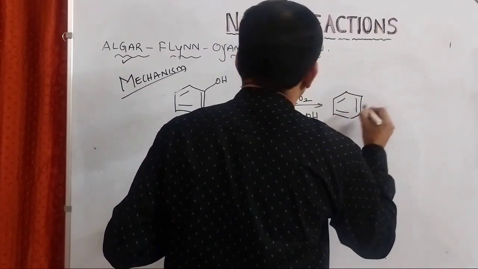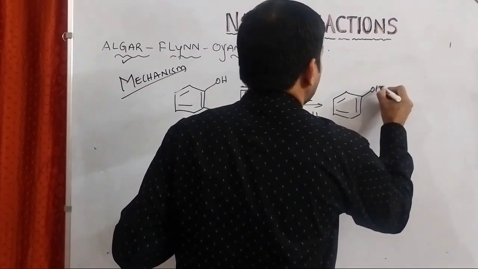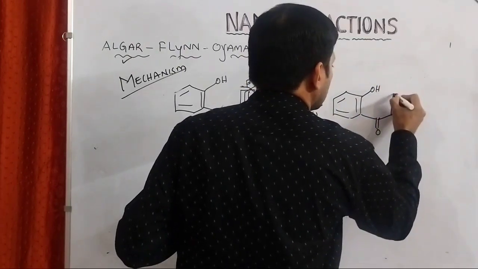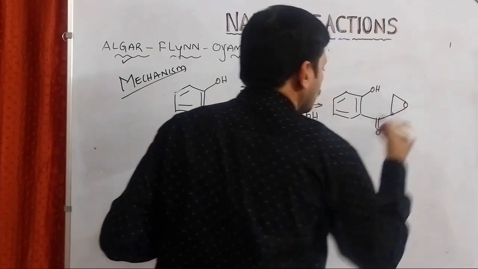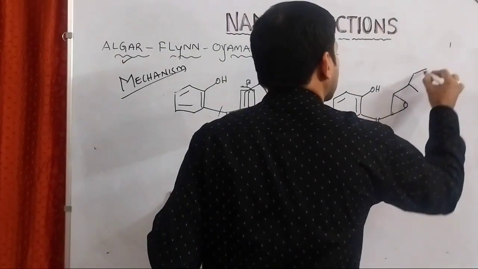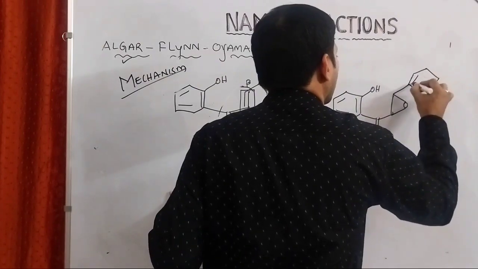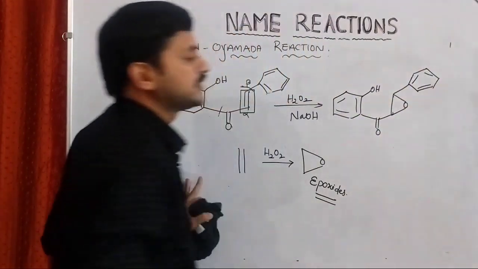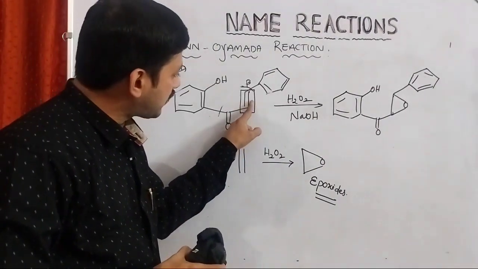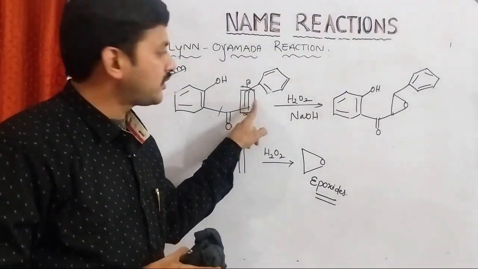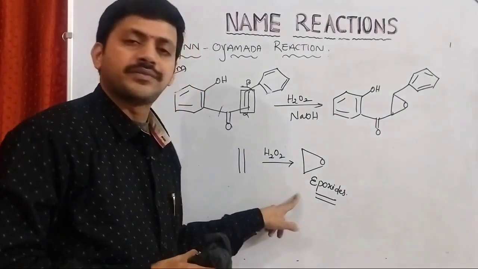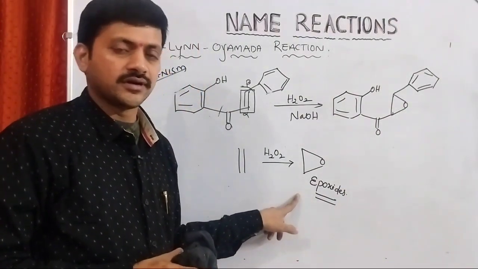Benzene ring, OH, C double bond O. The pi bond is converted into epoxide. Now this one is connected to one phenyl ring. This is the first step, the conversion of the carbon-carbon pi bond into epoxide from this particular transformation, right?